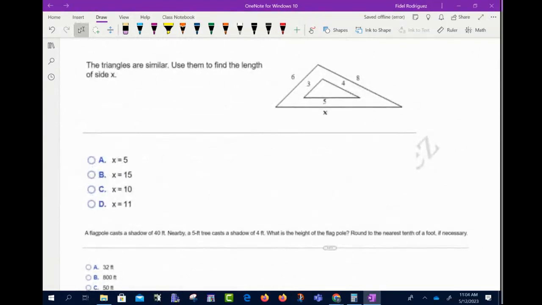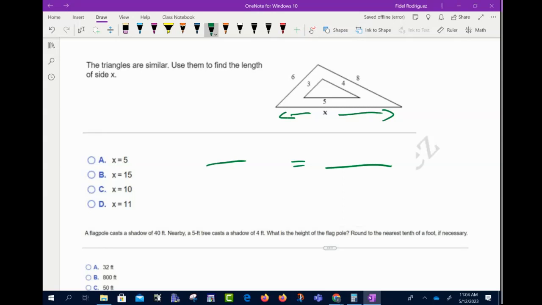Okay, so let's take a look here, y'all. It says the triangles are similar. Use them to find the length of the side X. Okay, so we're trying to find this bottom piece right here. Okay, so guys, the way we set up the first fraction is going to tell me how I'm going to set up the second one.